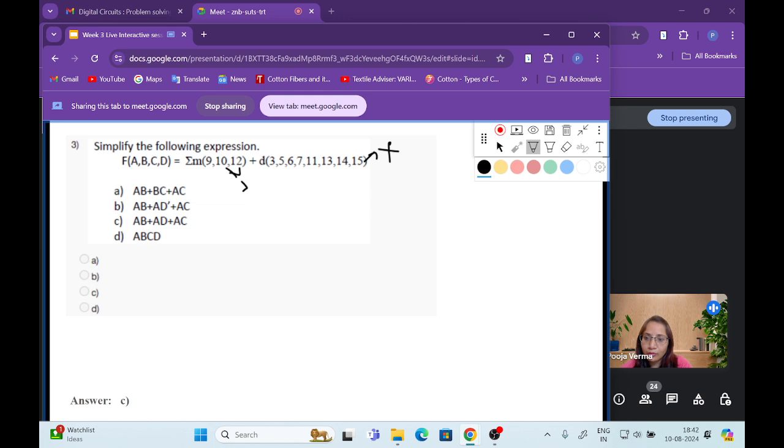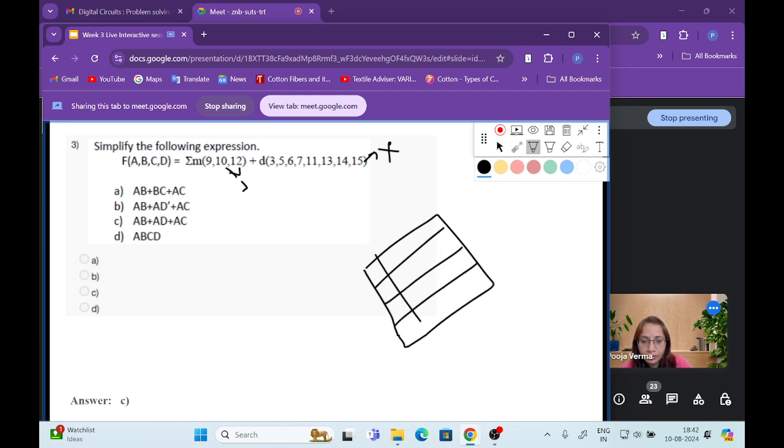So here it is also 4 variables, so 16 cells will be there, right? So first we need to make a K-map. So 16 will be there. So this line I am assuming AB, and this one is CD, right? Here we already know the order 0 0, 0 1, 1 1, 1 0. So it is 0, then 1, then 2, then 3. We are moving in this direction.